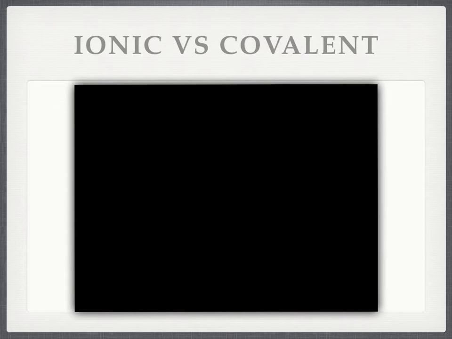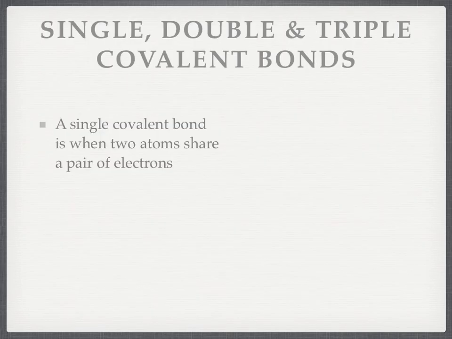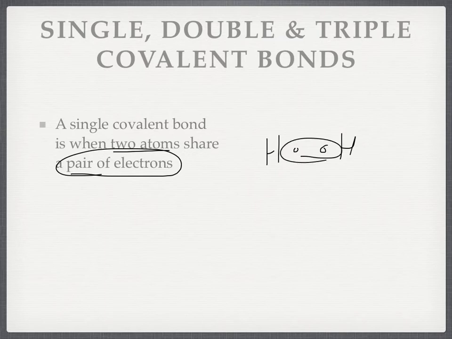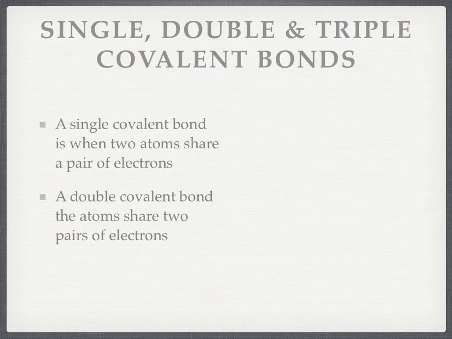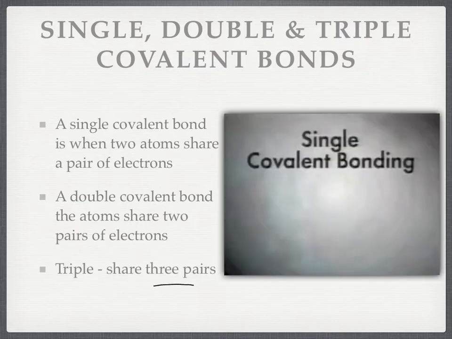So in that animation you saw that in the covalent ones, the electrons go around both of the atoms, not just one, like what happens in the ionic bonds. When you're forming these, you can form single, double, or triple covalent bonds. Single bonds would be where two atoms are sharing a pair of electrons. So we've got the hydrogen, these electrons are being shared. There's one pair being shared. In a double covalent bond, they're going to share 2 pairs. A triple covalent bond will share 3 pairs.